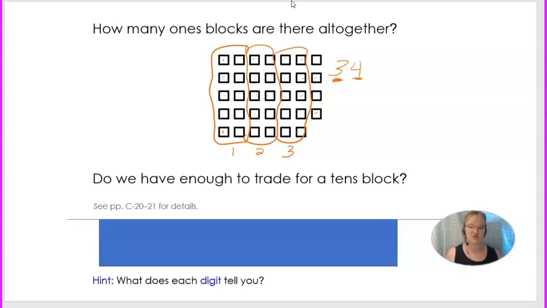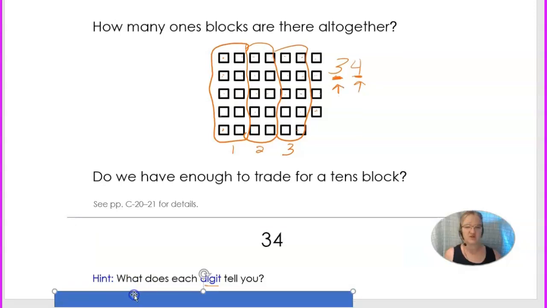So looking at our hint, what does each digit tell you? It tells you how much is in each place value. This place value is the ones, this place value is the tens. So, like we wrote down there, we've got 34.